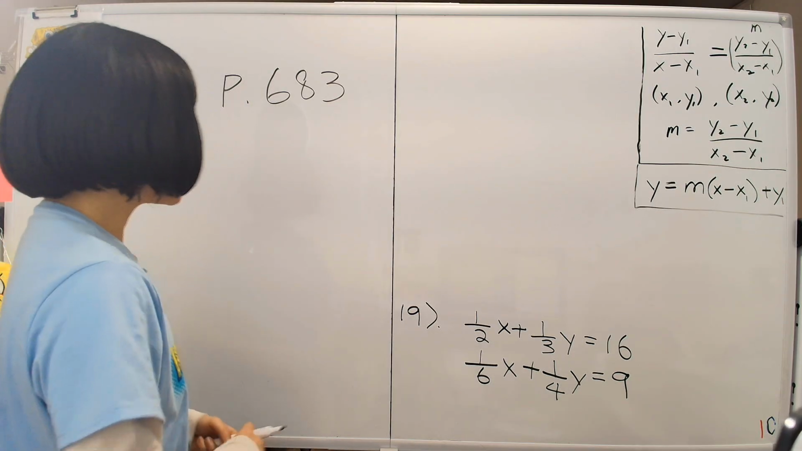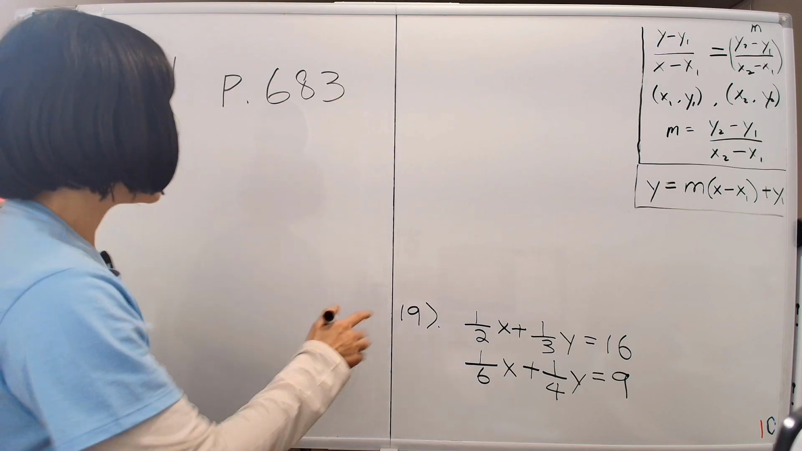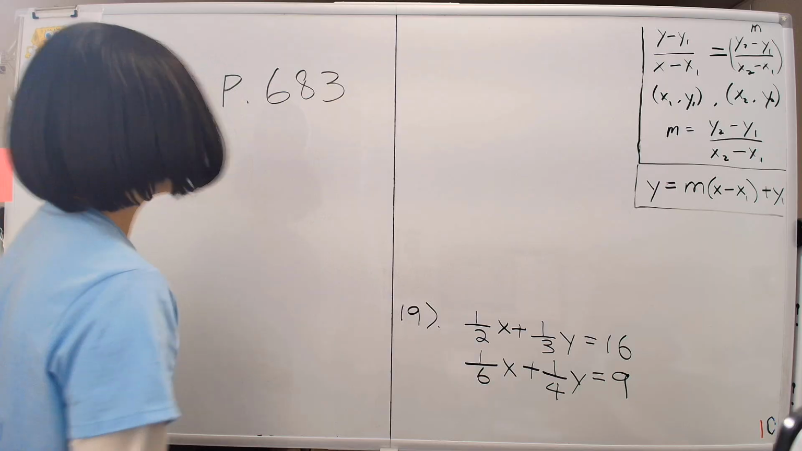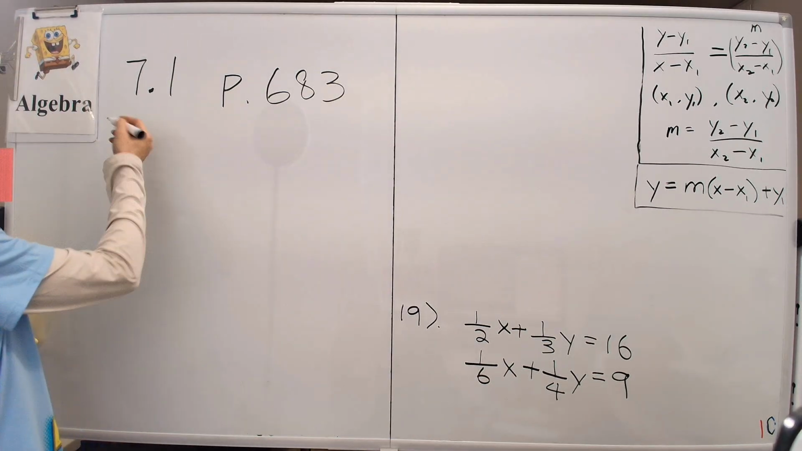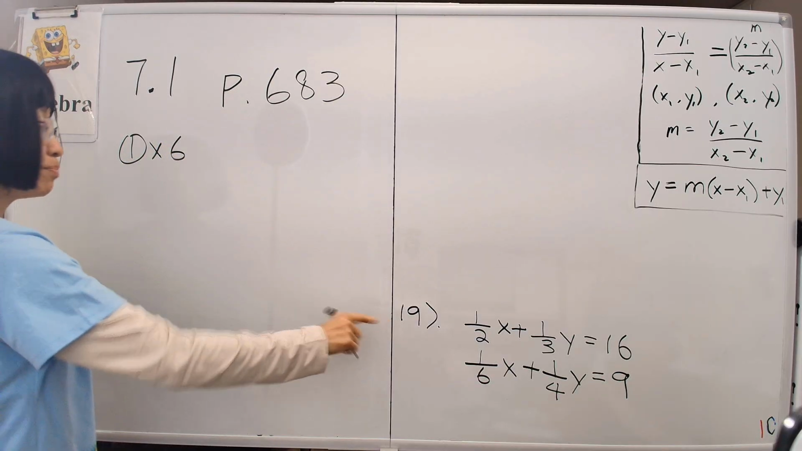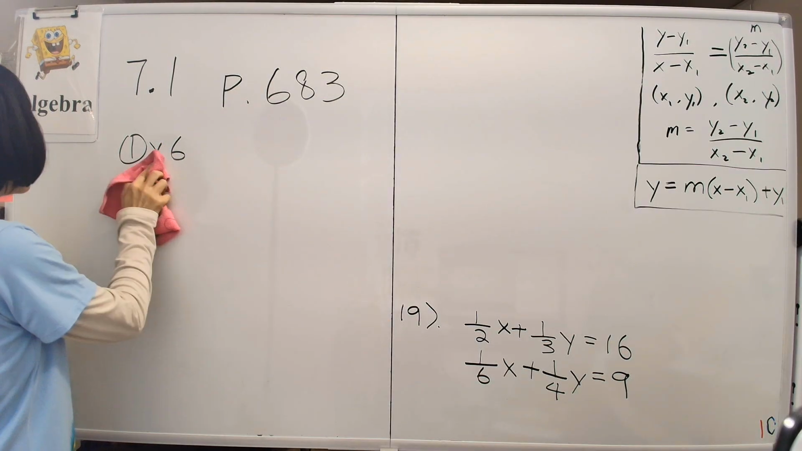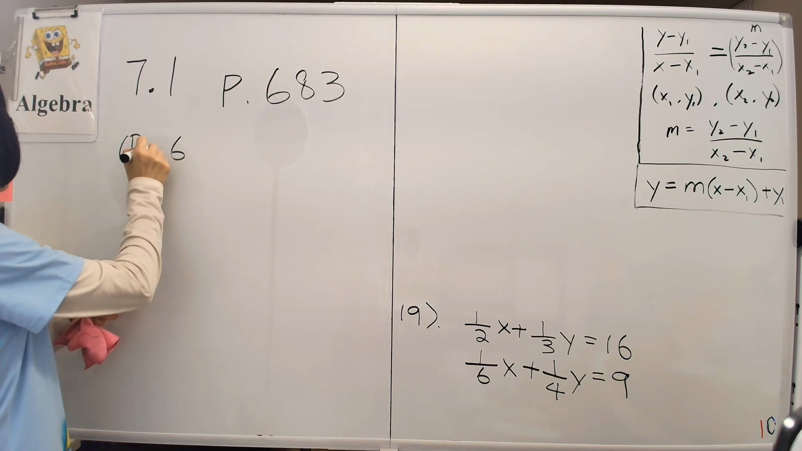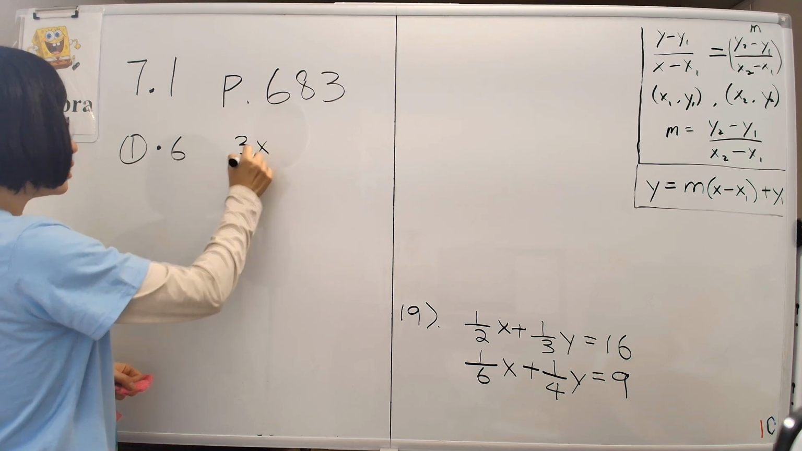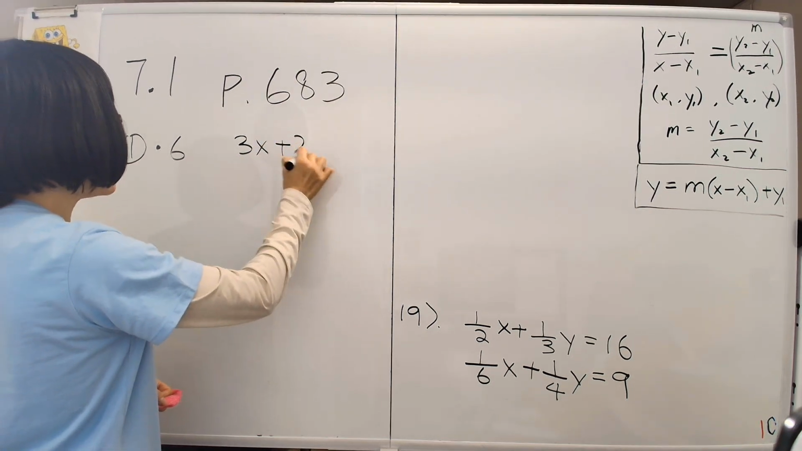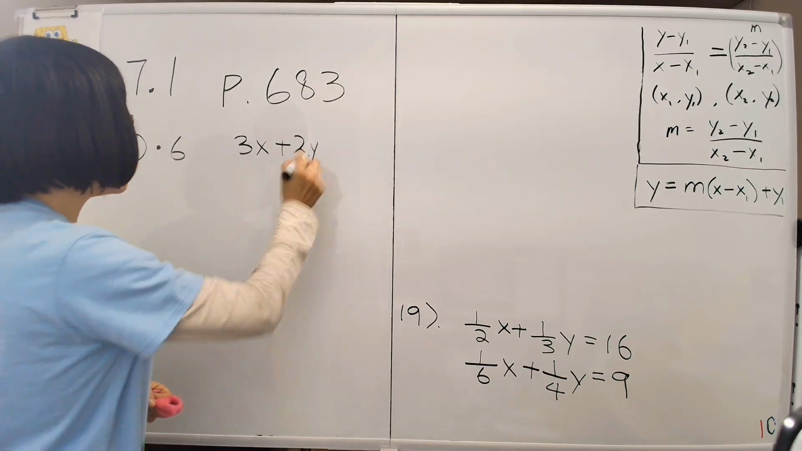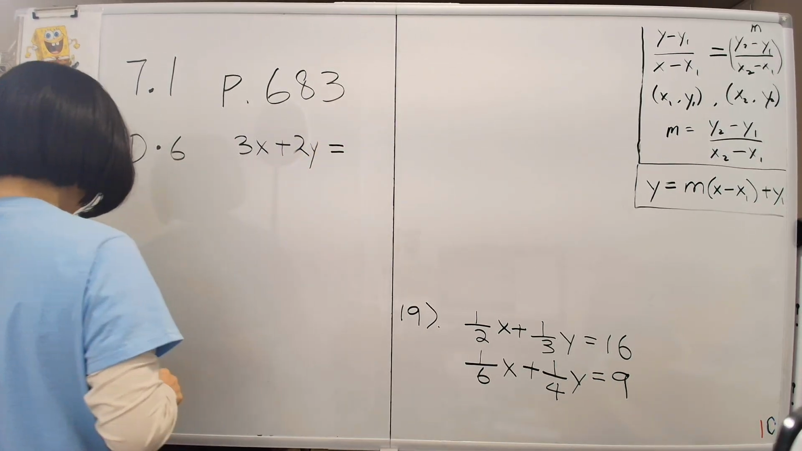So the first thing we're going to do is get rid of the fractions. To do that, we're going to multiply by 6. To multiply equation 1 by 6, I'll write down equation 1. Maybe I shouldn't write down multiply like that, because then I confuse it with x times 6. That gives us 3x plus 2y equal to 16 times 6, that's 96.